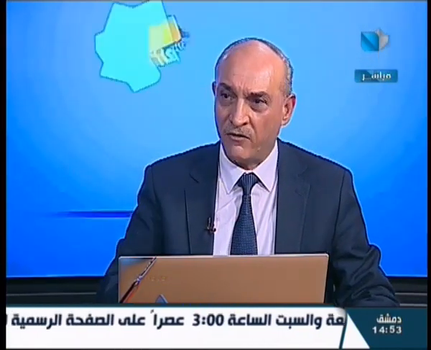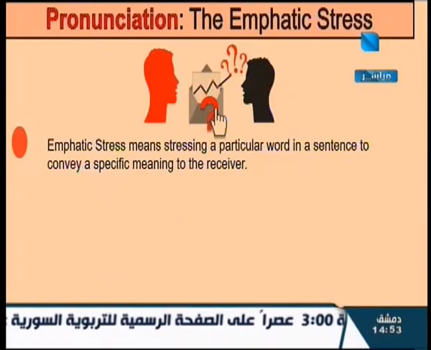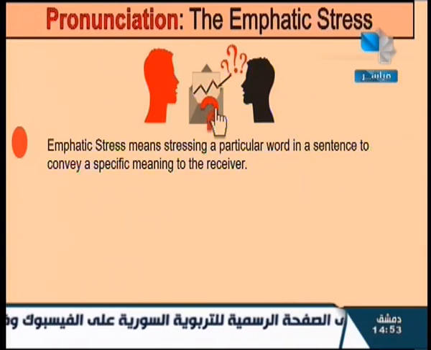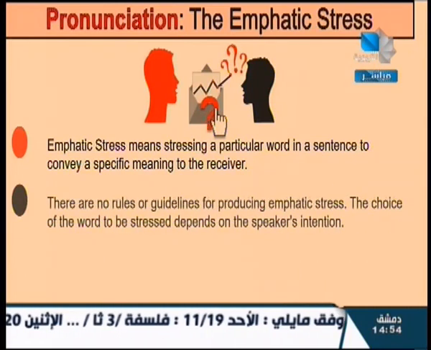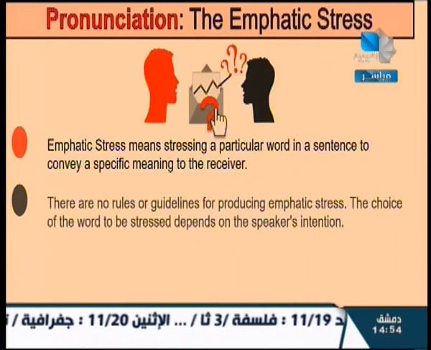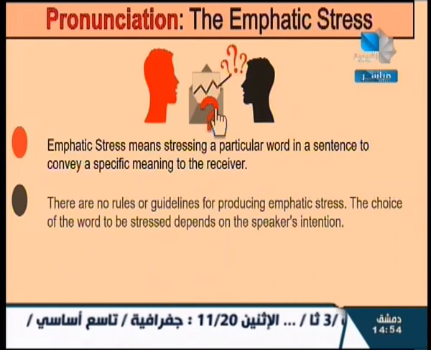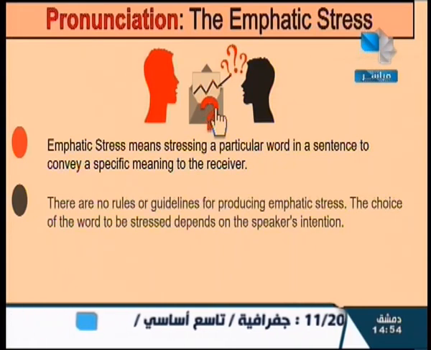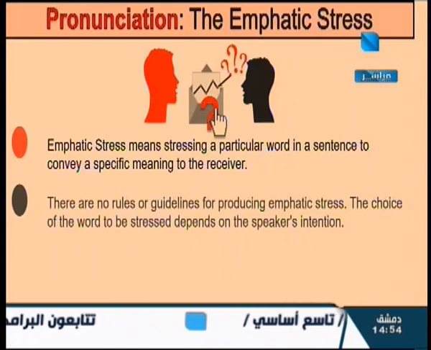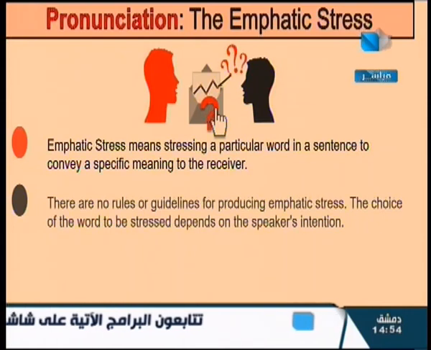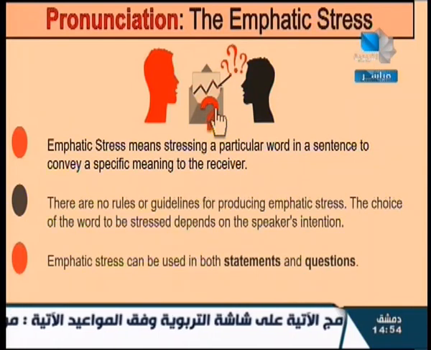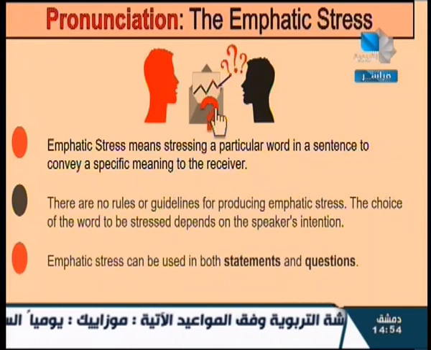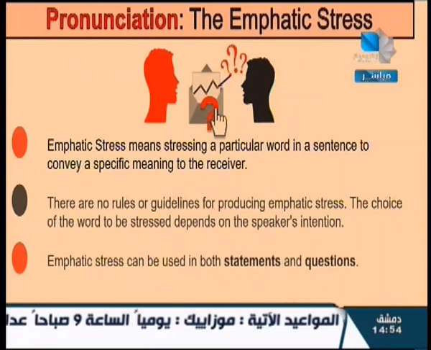Let's try to clarify this, Ms. Hanan. Here we have emphatic stress. Emphatic stress means stressing a particular word in a sentence to convey a specific meaning to the receiver. So it changes the meaning when we stress a different word. Yes, exactly. There are no rules or guidelines for producing emphatic stress. The choice of the word to be stressed depends on the speaker's intention, what the speaker wants. You said "we", not "you", not "they". You said 4 o'clock, not 5. Emphatic stress can be used in both statements and questions, by the way.